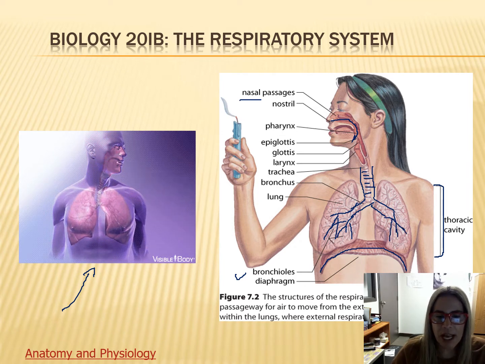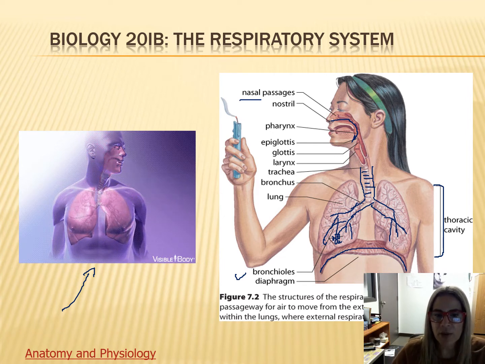And then, even though you can't see it here, at the end of those bronchioles, that's where you have the alveoli, which are those little clusters of grape-looking structures, which we'll talk a little bit more about, and that's where the actual gas exchange happens, in the alveoli.